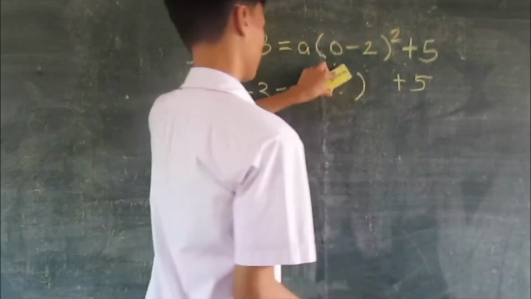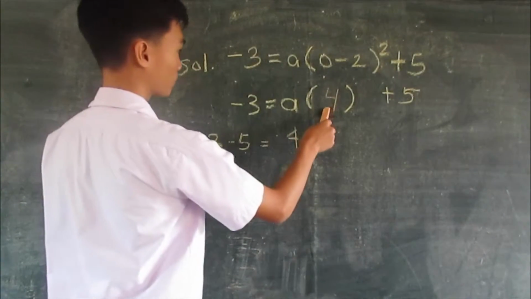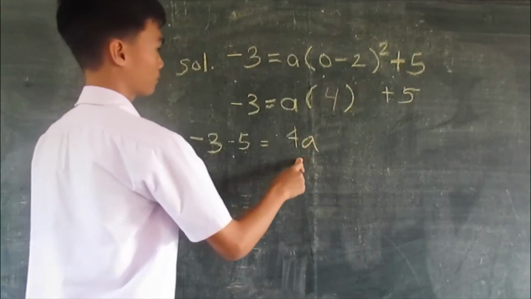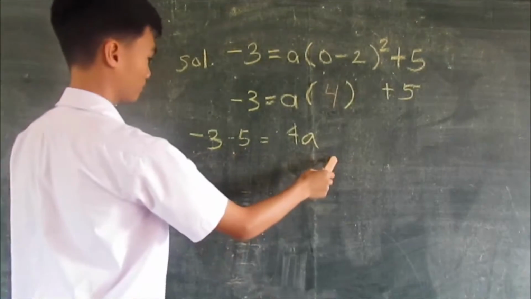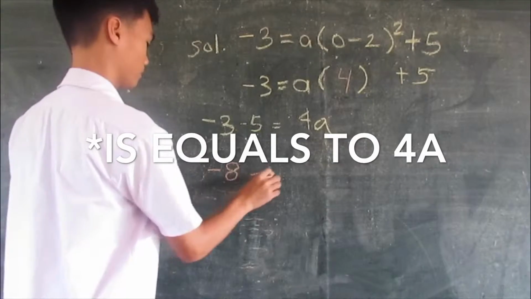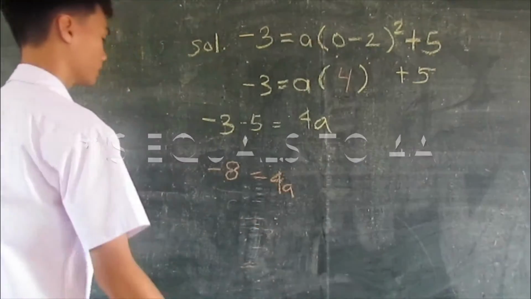We subtract 2 from 0. The difference is negative 2. Then we square negative 2. Negative 2 squared is equal to 4. After squaring, we transfer 5 before the equal sign and it will become negative 5. Negative 3 minus 5 is equal to negative 8. Negative 8 is equal to 4a.